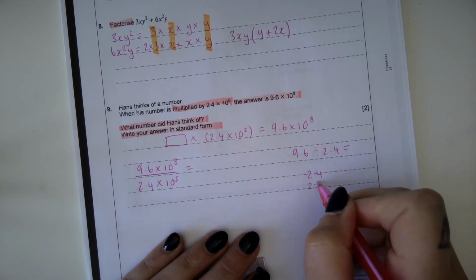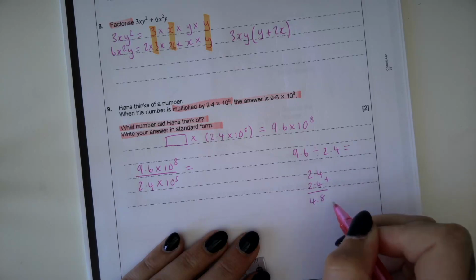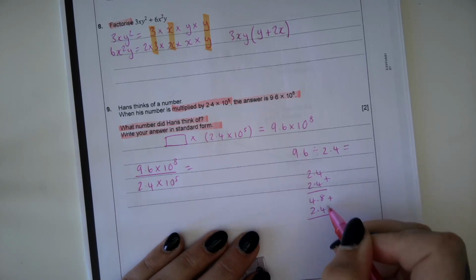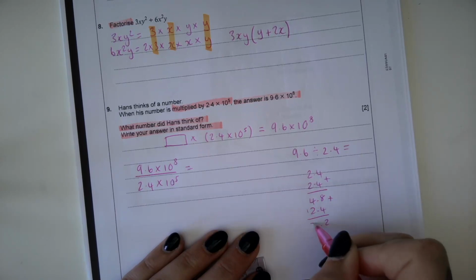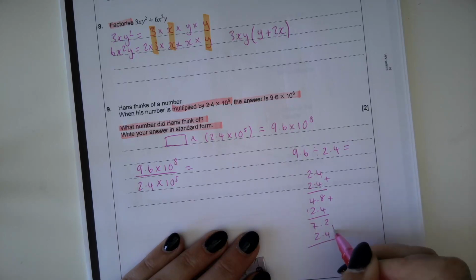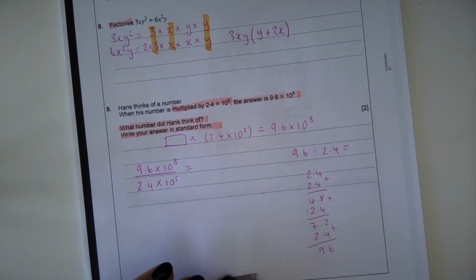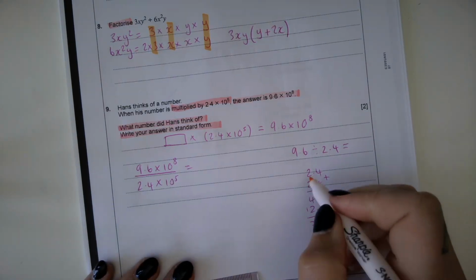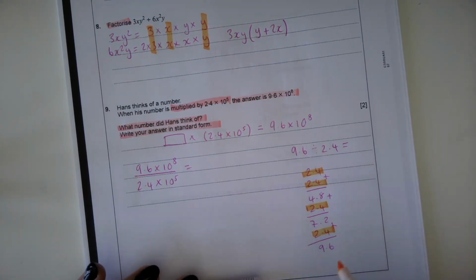So 2.4 plus 2.4 is 4.8, plus 2.4 is 7.2, plus 2.4 is 9.6. So we had 1, 2, 3, 4 of them.